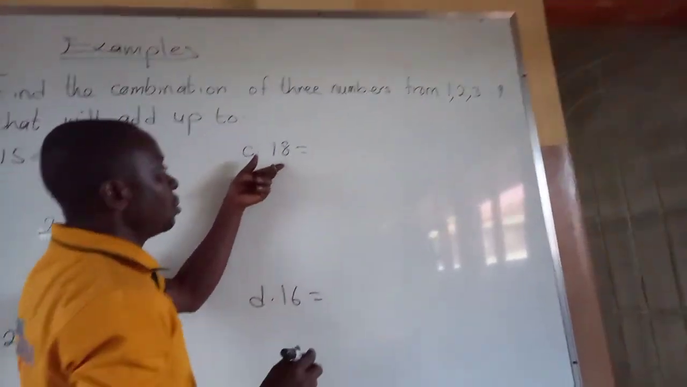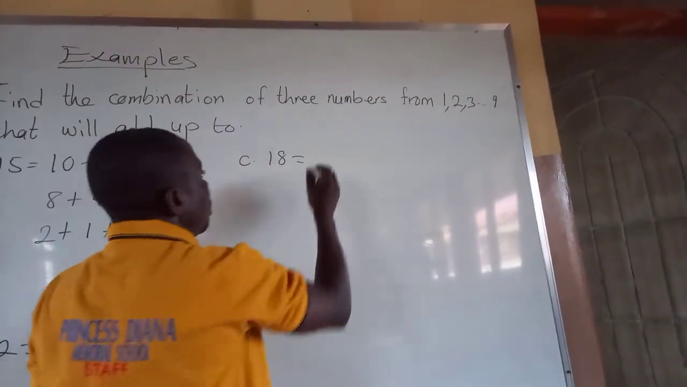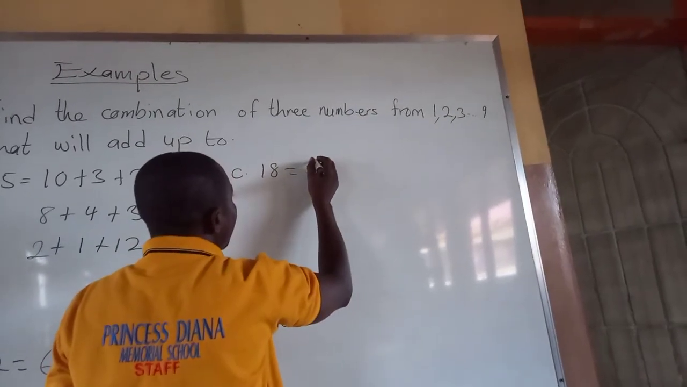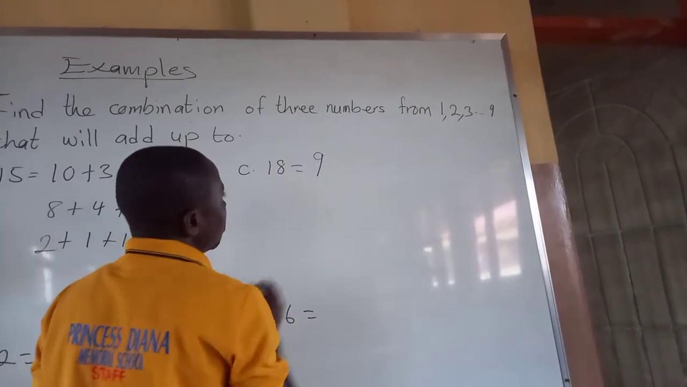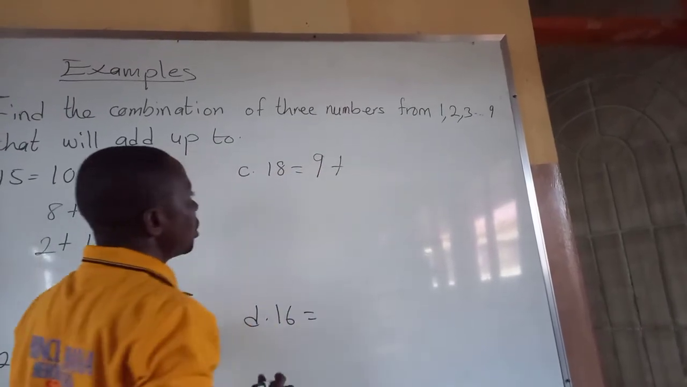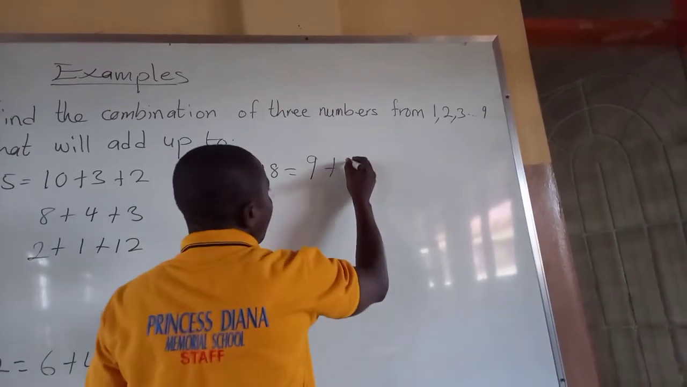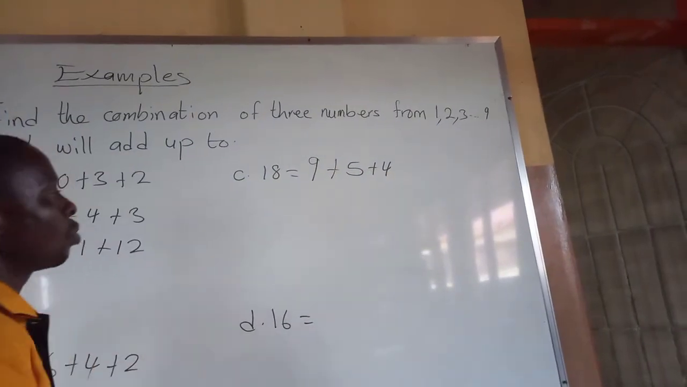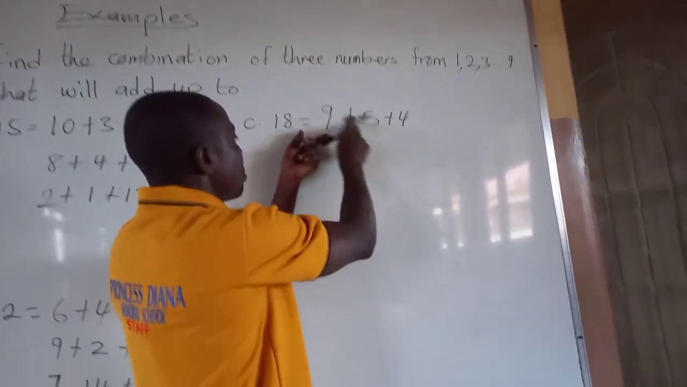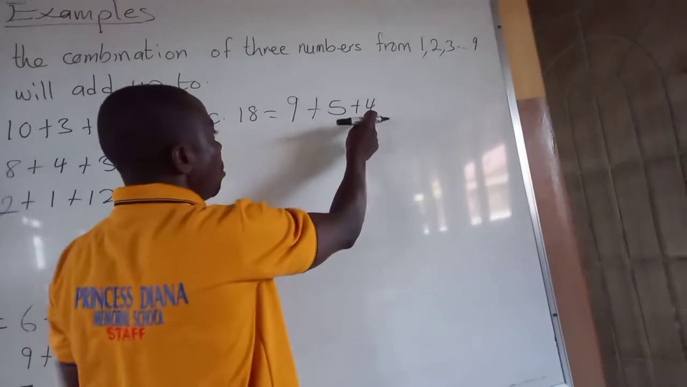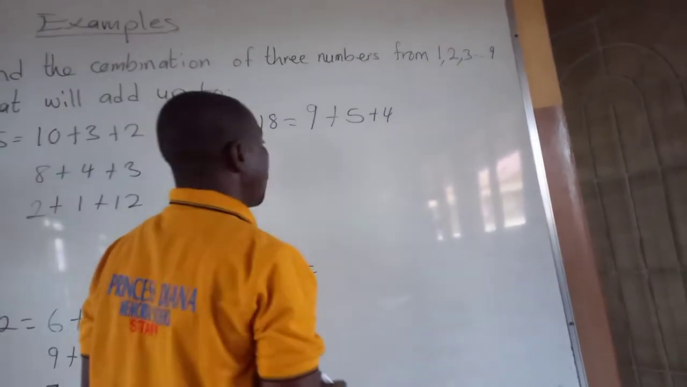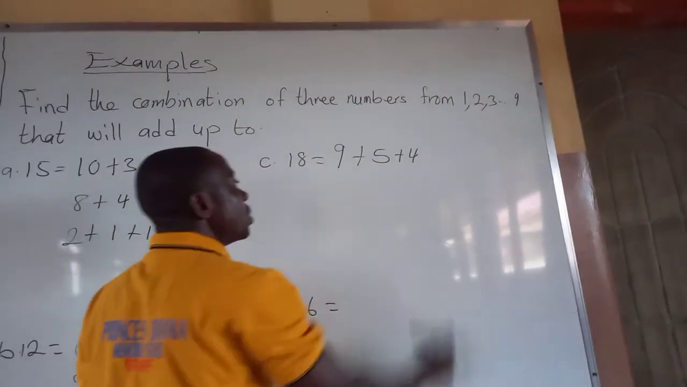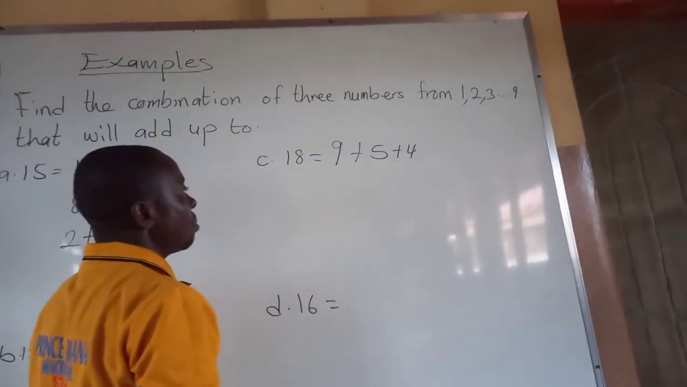It's 18. Hillary says, let me use 9 plus 5 plus 4. When we add 9 plus 5 it gives us 14, plus 4 gives us 18. We are combining different numbers, but you see that 9 is a different number, 5 is a different number, and 4 is also a different number.